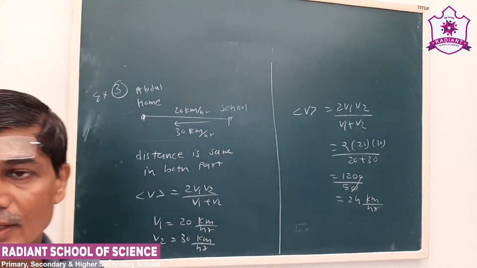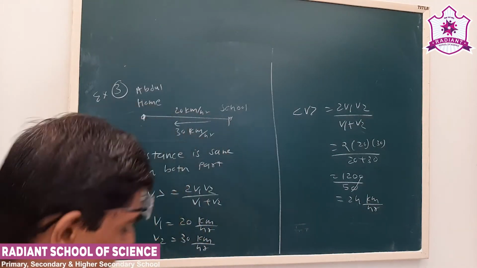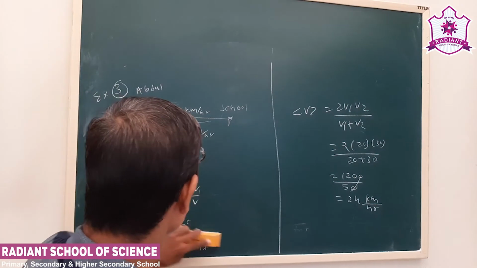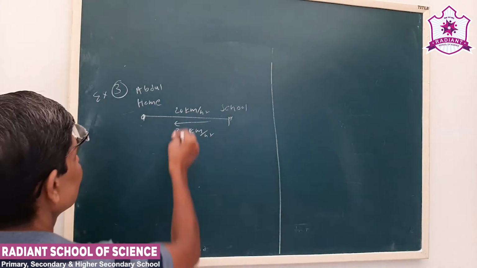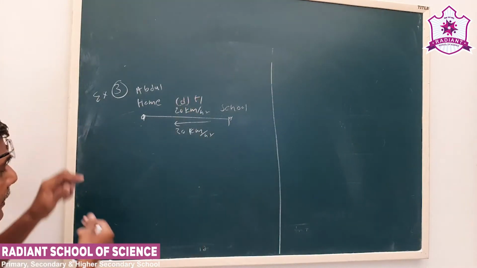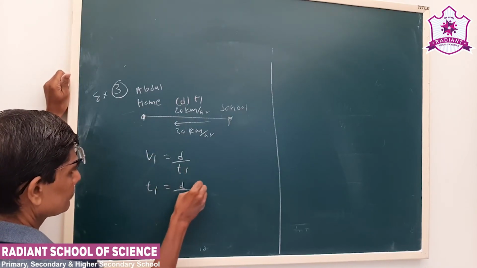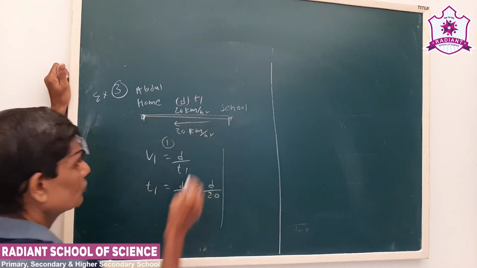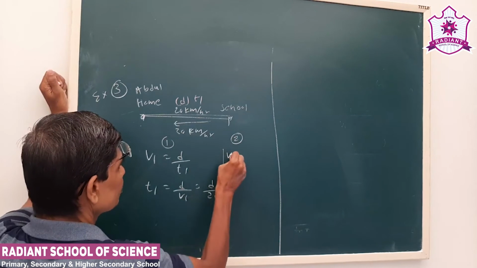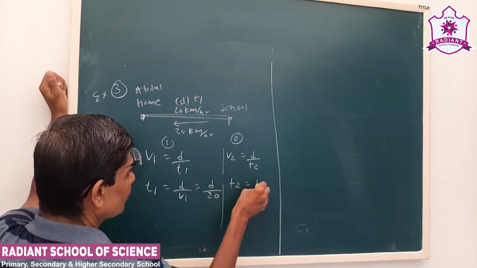See what we have seen in both parts. The distance covered is the same, so we can calculate by using the formula. But if you want to go for the conventional method, we can calculate. Let us say the distance is d and the time is t1. So v1 is d upon t1. This was for home to school, and from school to home, t2 is d upon v2.